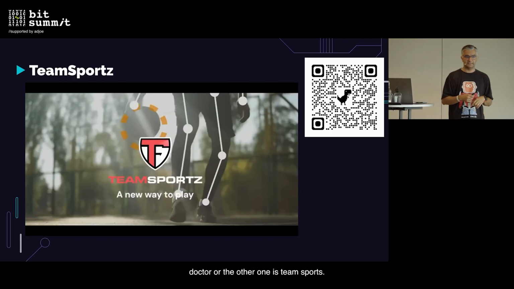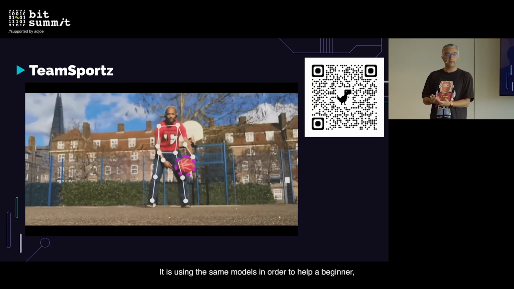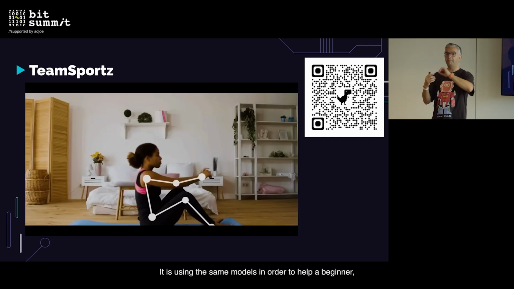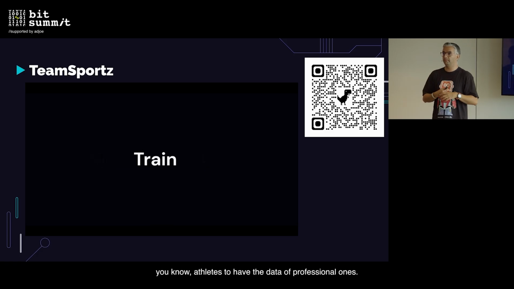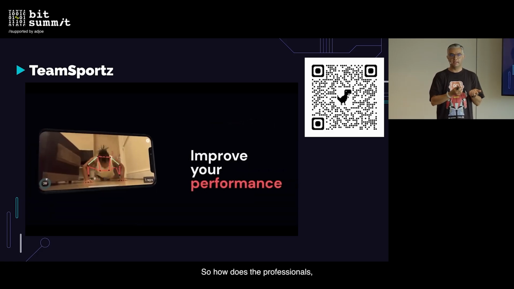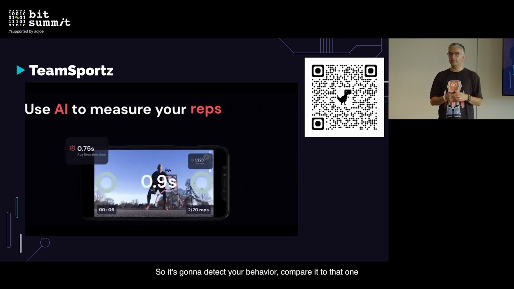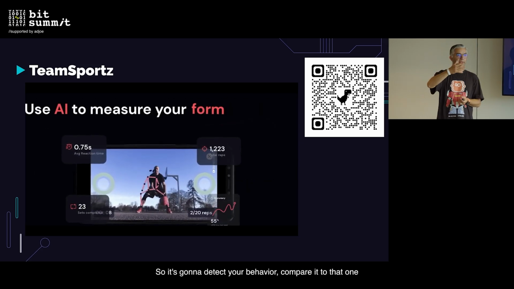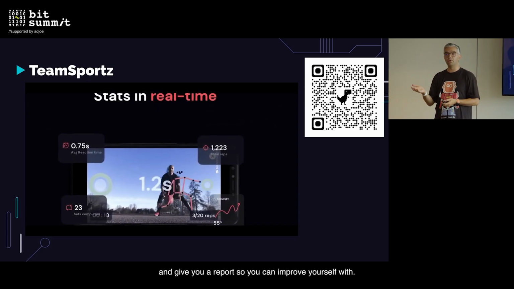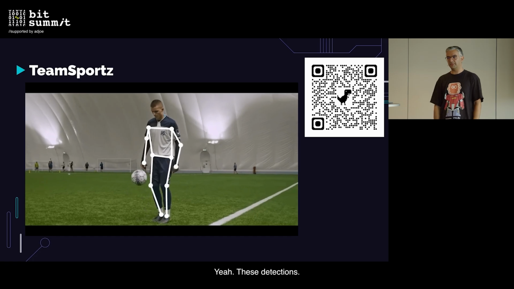Or the other one is Team Sports Z. Team Sports Z is using the same models in order to help beginner athletes to have the data of professional ones. So how do the professionals handle the ball or something? So it's gonna detect your behavior, compare it to that one, and give you a report. So you can improve yourself with these detections.